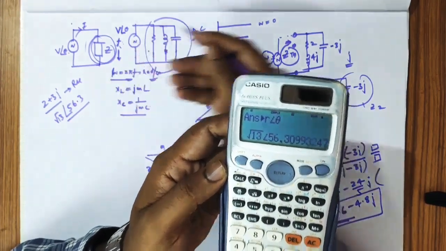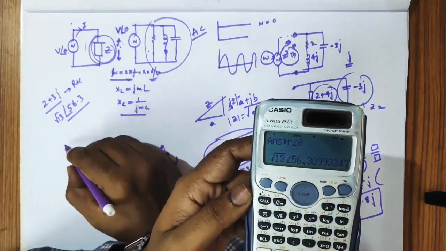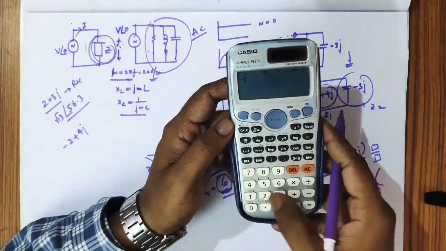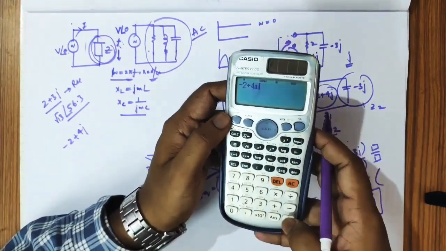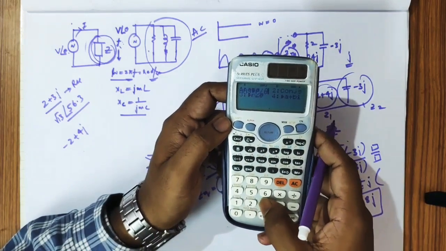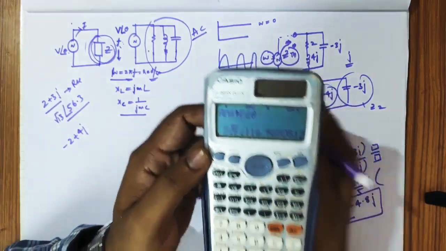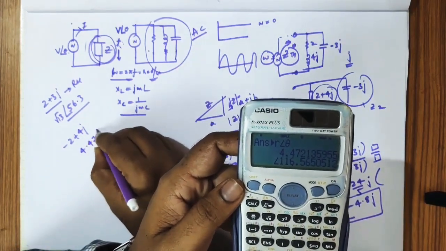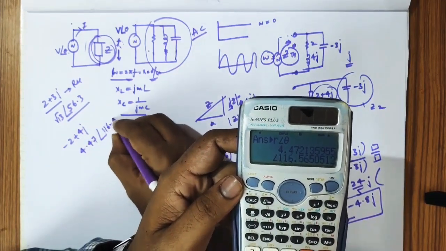Okay, and similarly for minus 2 plus 4j, simply enter minus 2 plus 4i, press equals, then Shift 2 and 3, and you will get 4.47 at an angle of 116.56.